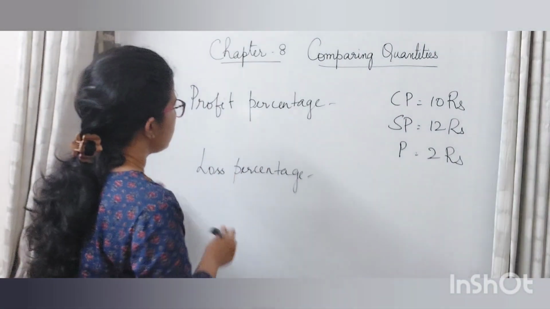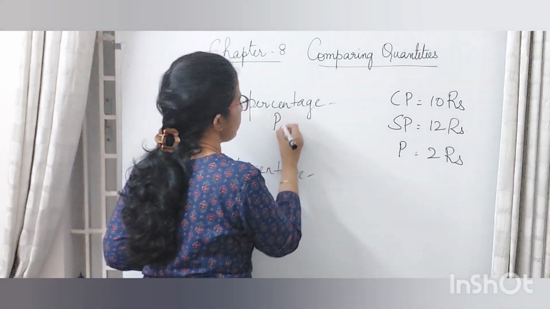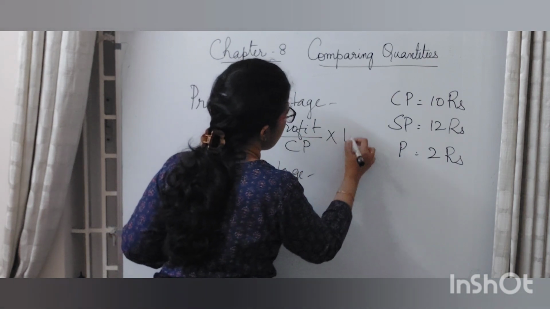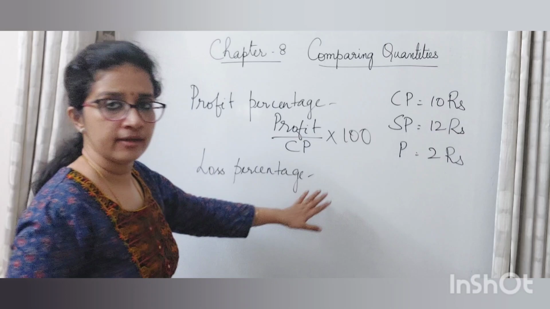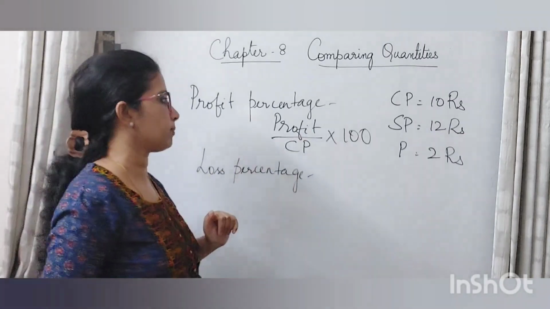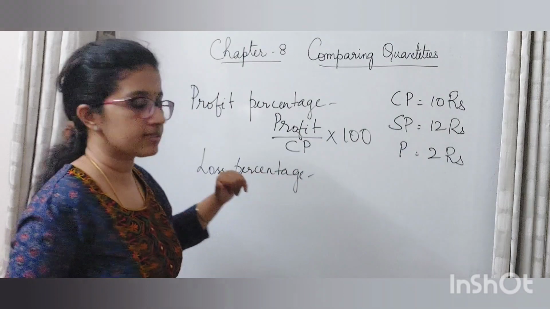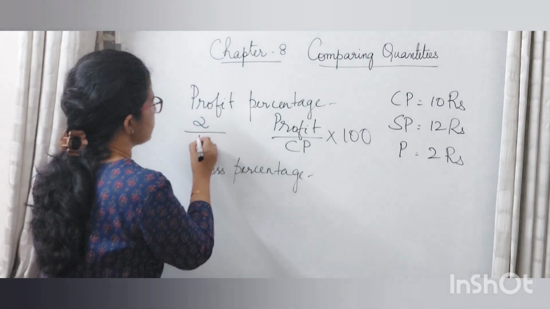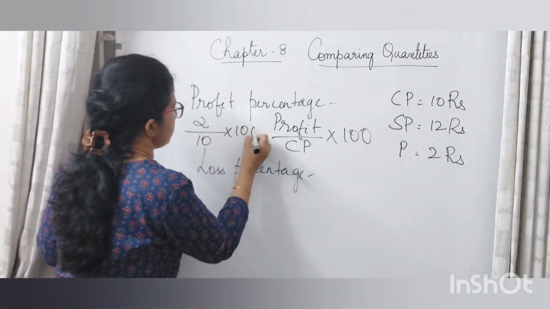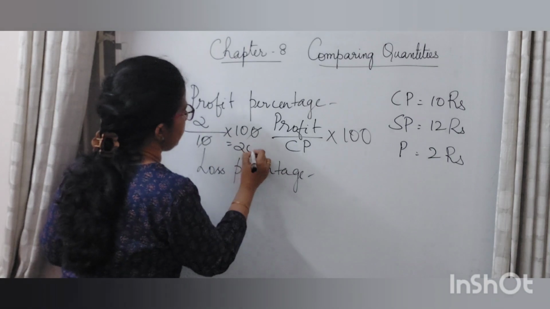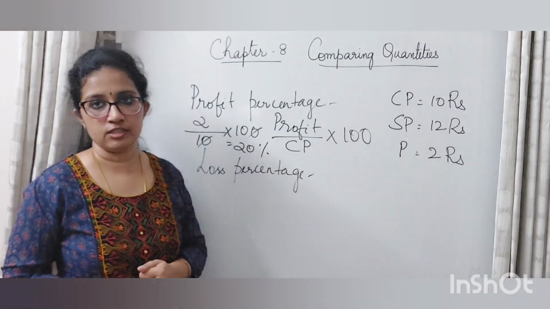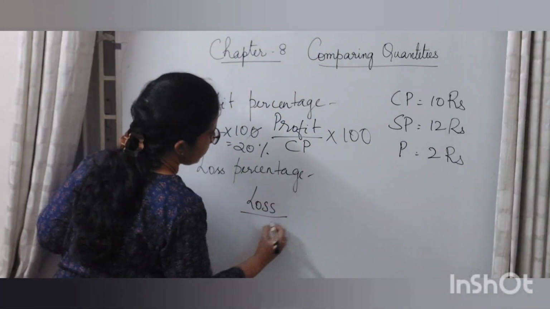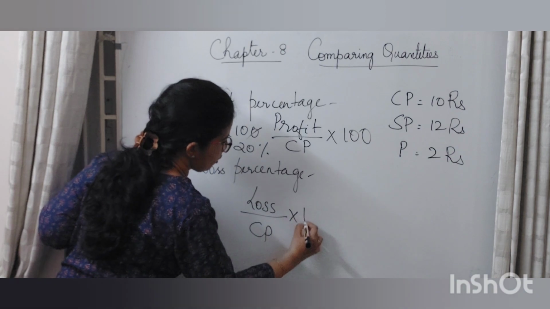So how to calculate it? Profit percentage is equal to profit by cost price into 100. So this formula you will have to remember. So what is the profit percentage in this case? Profit is 2 divided by cost price 10 into 100, which is equivalent to 20% profit percentage. Similarly, what is the loss percentage? Loss divided by cost price into 100.